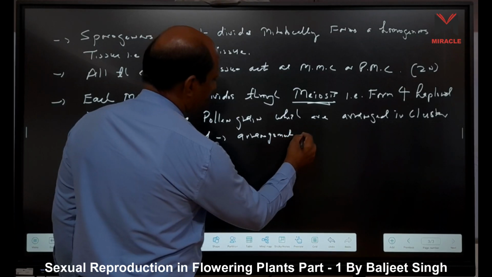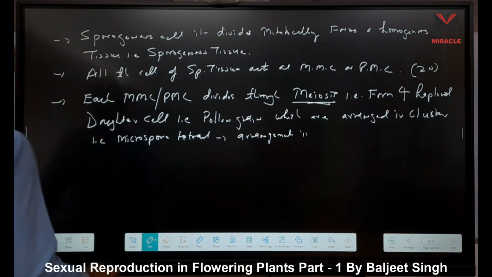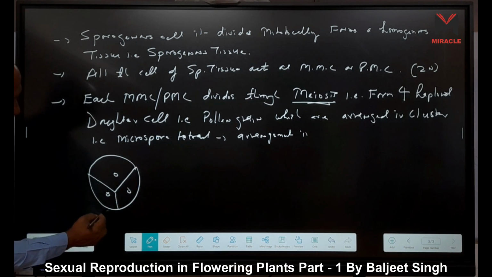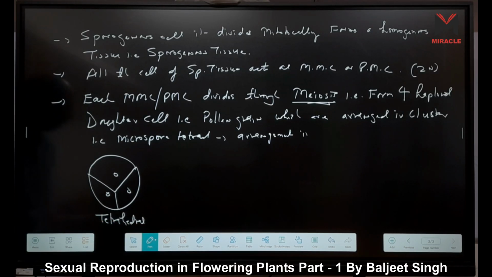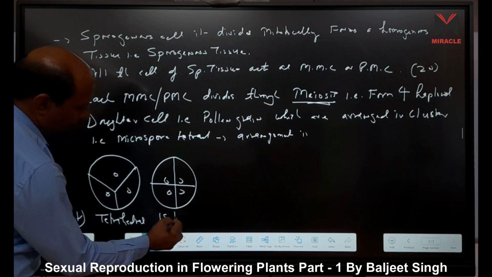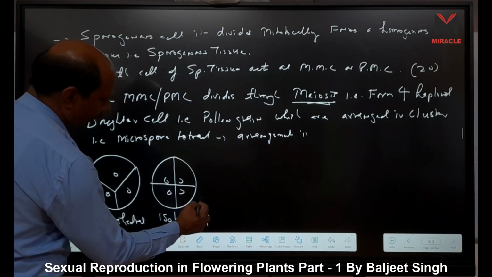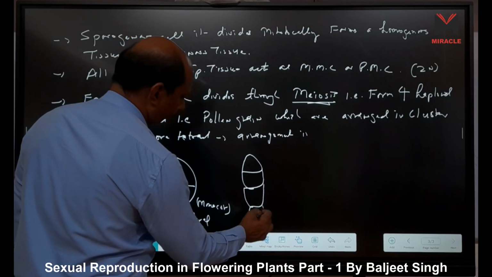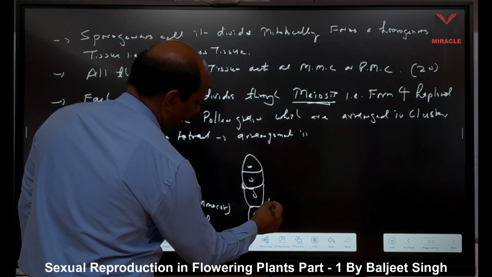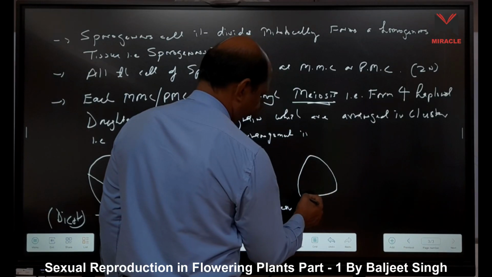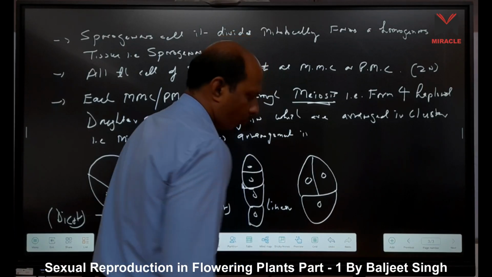Now the arrangement may be of different types. Now you can understand here, right? Like this one, they may be tetrahedral arrangement. It is most common in dicots. Second, isobilateral. It is called isobilateral, most common in monocots, right? This one is linear. This is called linear, right? Decussate. Another one is called decussate.